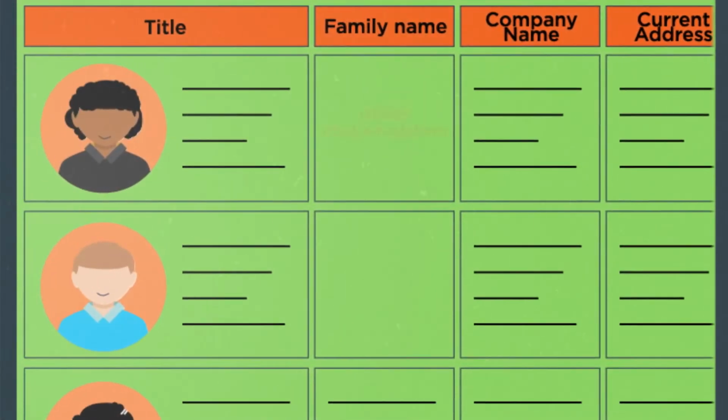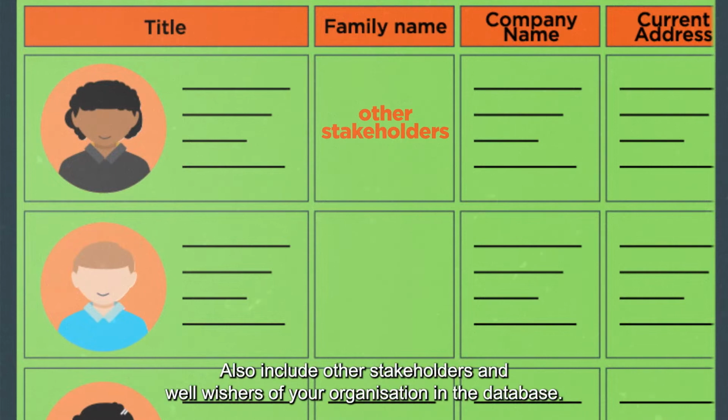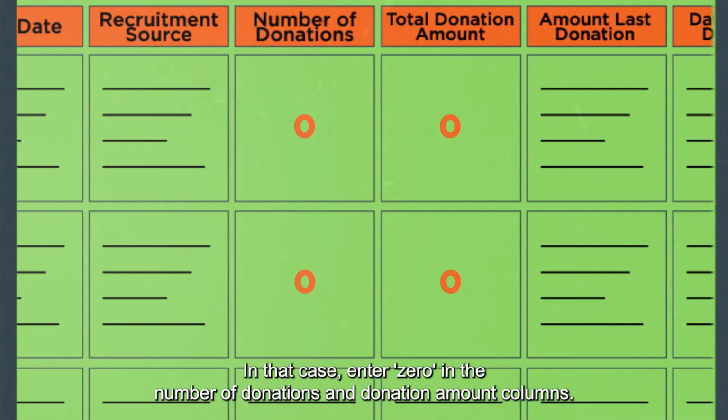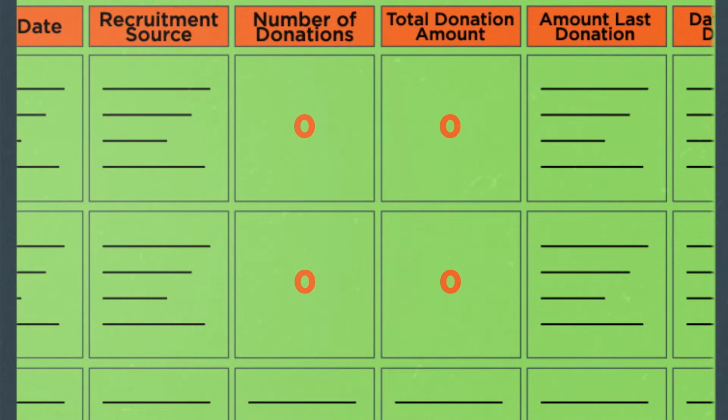Family name. Also include other stakeholders and well-wishers of your organization in the database. In that case, enter 0 in the number of donations and donation amount columns.